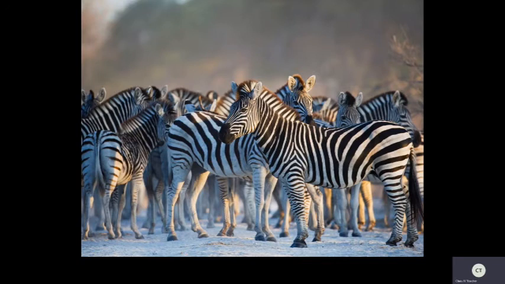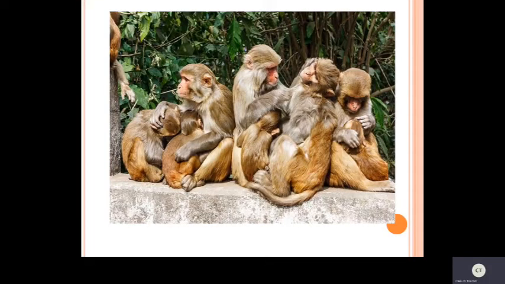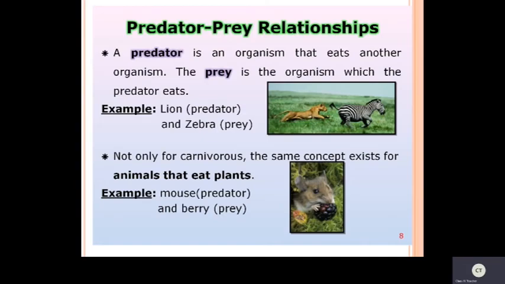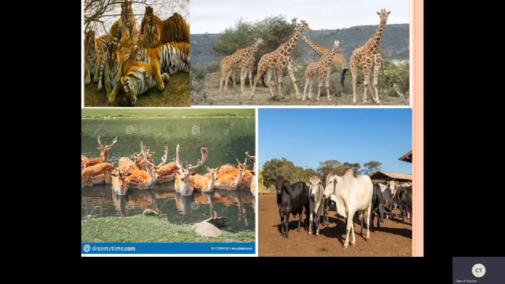Now see, children, what are the other animals living in groups? See here, zebra is living in groups. See these monkeys living in groups. Yes, see these tigers, deer, giraffe, some cows. And in your daily life, have you ever seen buffaloes moving in groups? Yes, children, they are moving in groups. You can also have seen some birds moving in a flock. Have you seen ants? All these move in groups.